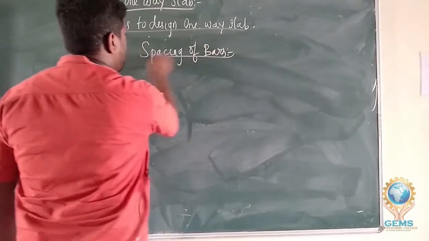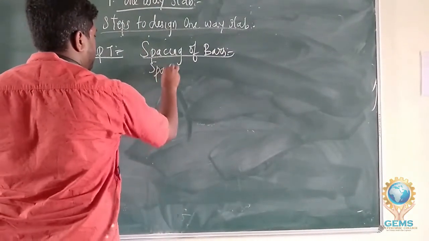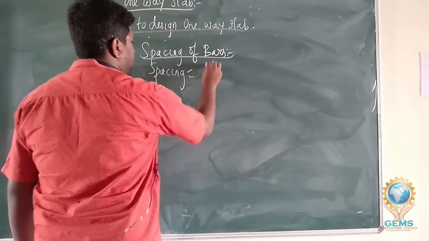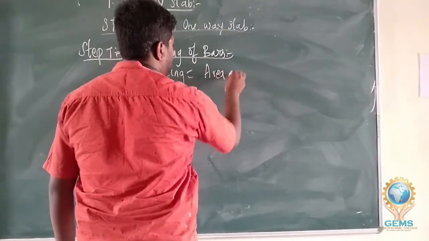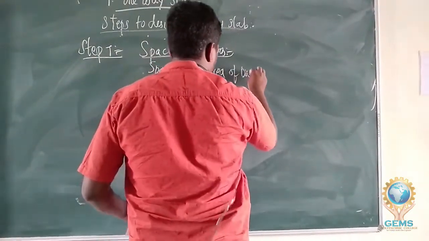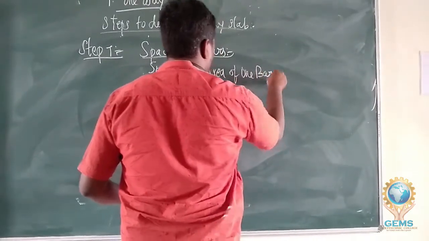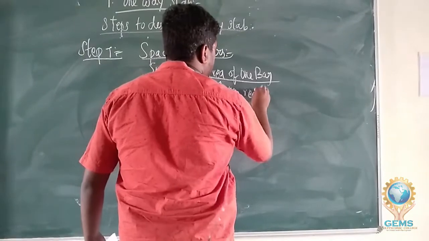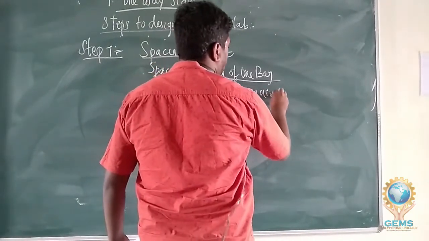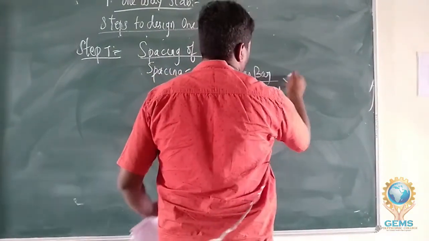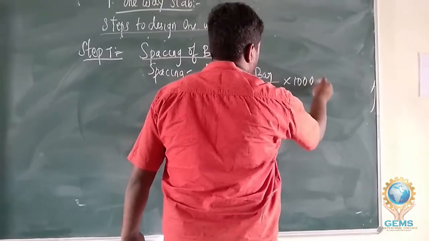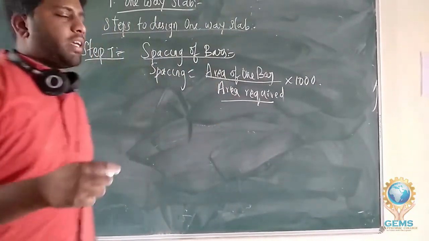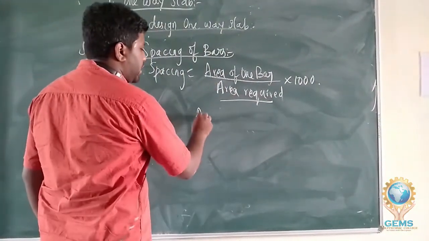Very simple formula. Spacing is equal to area of one bar divided by area required into 1000. Very simple. Area required is nothing but the AST that you have calculated in step number 6.